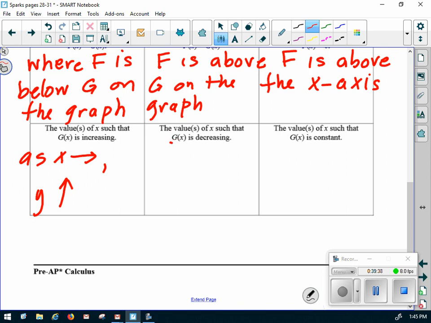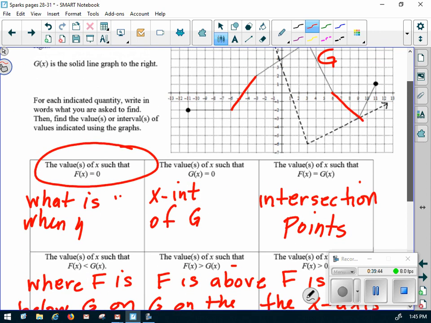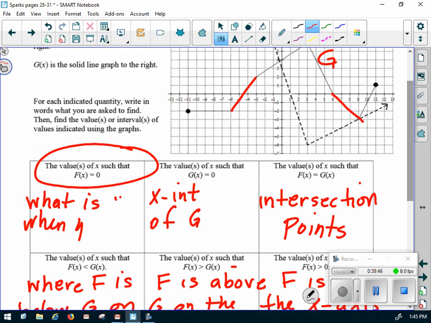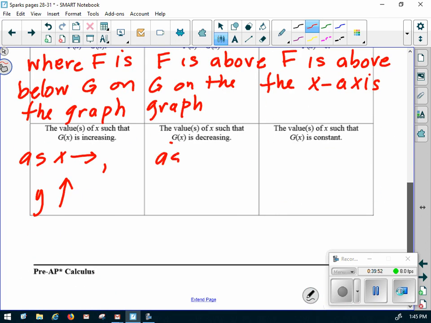The values of x such that g of x is decreasing. What does that mean? As the x is increasing, y decreases. That's right. As x is increasing, y is decreasing.